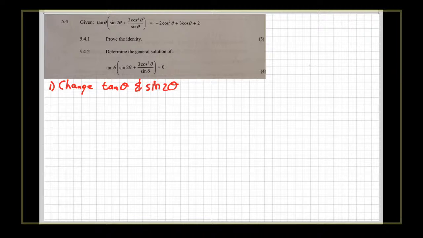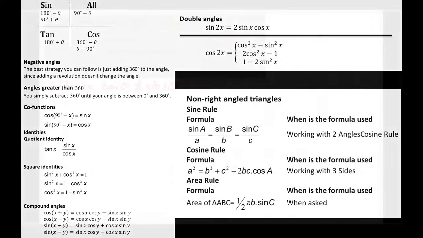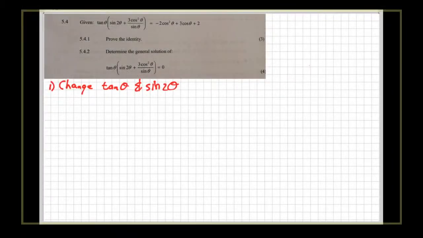To quickly share with you what they are again: tan of x is equal to sine of x over cos of x, and at the top right, sine of 2x is equal to 2 sine x cos x. Okay, let's get back to the question. I'm going to go left hand side, and on my left hand side I'm going to change tan of theta into sine of theta over cos of theta. Then I'm going to change the sine of 2 theta into 2 sine theta cos theta.